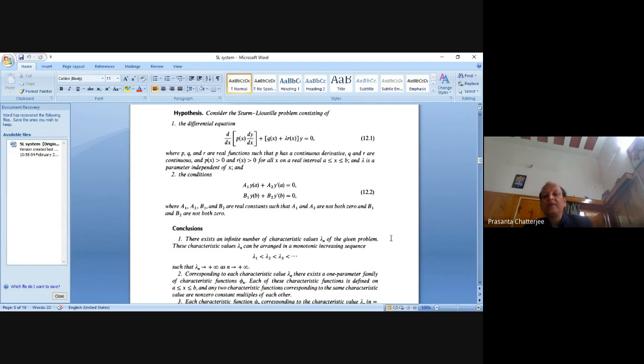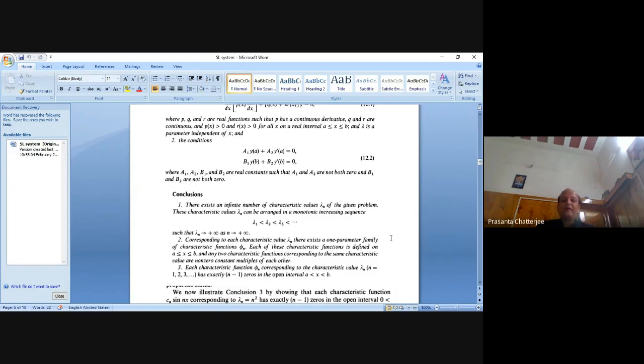Corresponding to every lambda n, there exists a one parameter family of characteristic functions phi n. Each of these characteristic functions is defined on the closed interval AB, and any two characteristic functions corresponding to the same characteristic value are non-zero constant multipliers of each other. Another important result is that each characteristic function phi n corresponding to the characteristic value lambda n has exactly n minus 1 zeros in the interval AB.